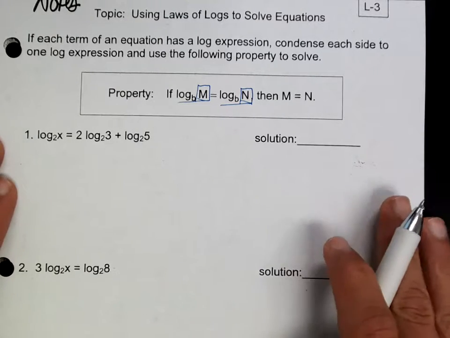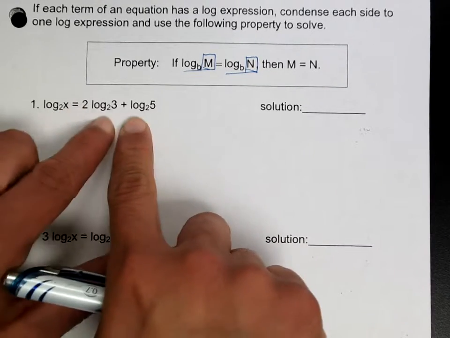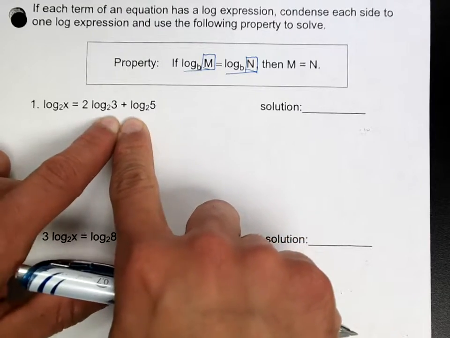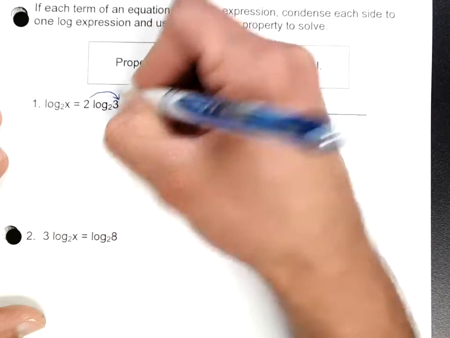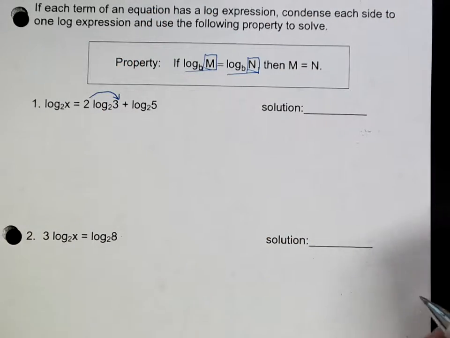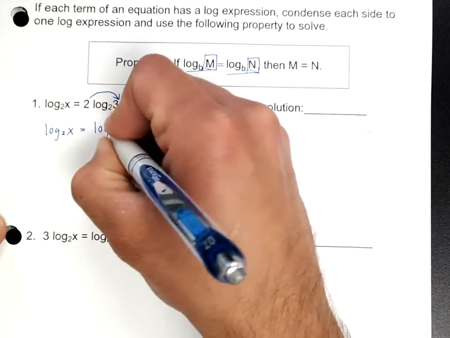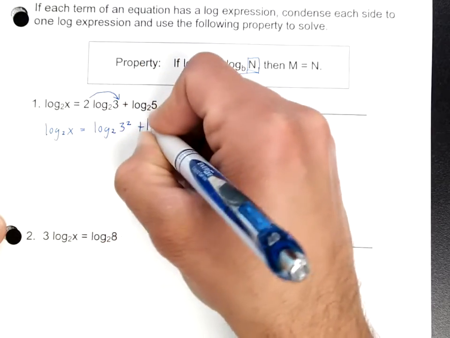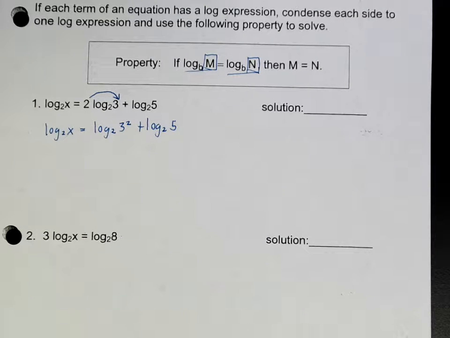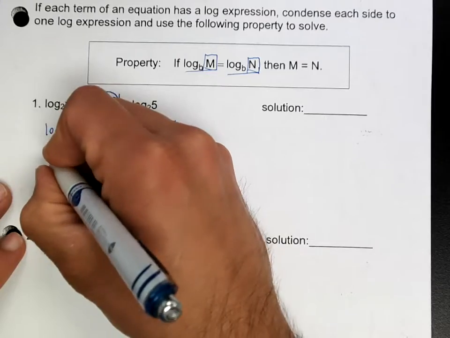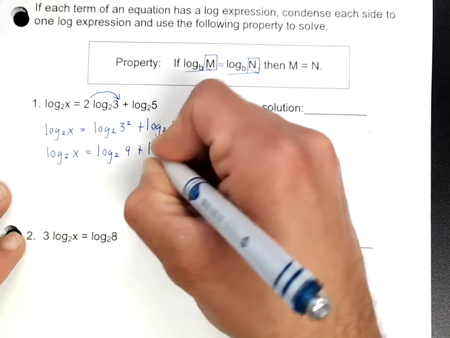So on this one, again, my goal is I already have one logarithm here. On the right side, I want to condense this into a single logarithm. So if you remember those properties that we went over on Tuesday, the first thing I have to do is bring that 2 up as a power. So I have log base 2 of x is equal to log base 2 of 3 squared plus log base 2 of 5. And again, you can probably do this faster if you understand it. Now, if I simplify this, it would be log base 2 of 9 plus log base 2 of 5.